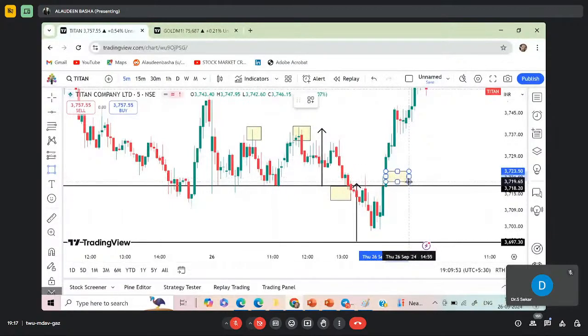Here the stop loss will hit, because we are going to buy here. So once it breaks the opposite side, you can just exit from your trade. So this is the example of the double top.